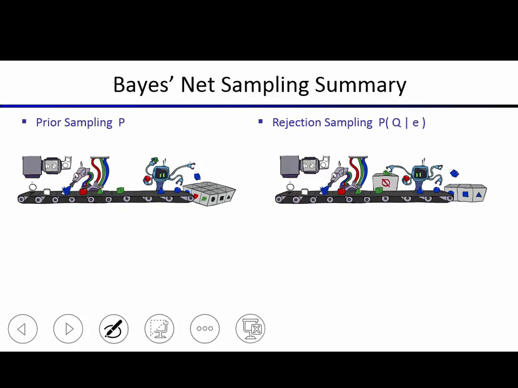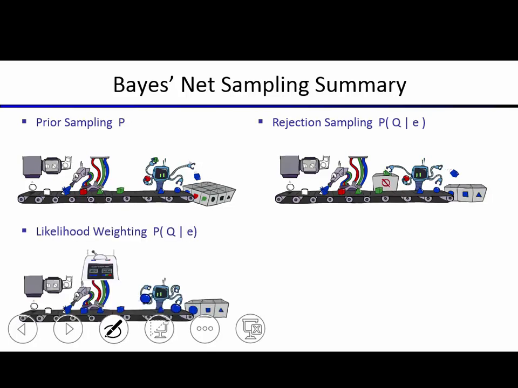We can reject samples once we have sampled something inconsistent with the evidence. We can do even more. Rather than just rejecting samples inconsistent with the evidence, we can force the evidence to be consistent with what it's supposed to be and not sample those variables. And to account for that, we'll reweight samples by the product of the evidence variables given their parents.